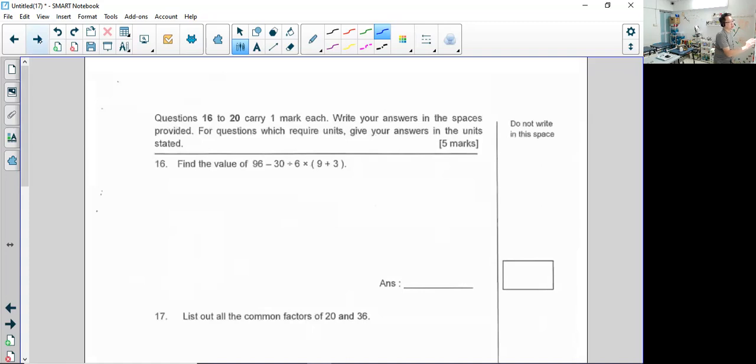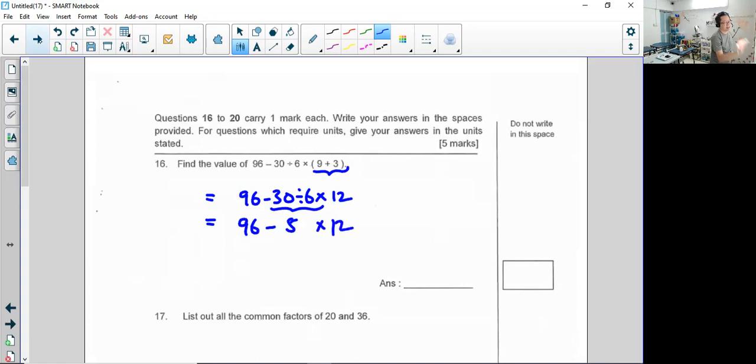Okay, now you have 4 operations. So what do you do? You always do the bracket. The bracket is the most important. So you take 96 minus 30 divide by 6 times 12. All right, so do step by step. And then you have, which one do you do first? You have minus, divide, and times. So you do the divide. So 96 minus 5, and then you times 12. Okay, so every time you do one step at a time, the sentences get shorter and shorter. Right? That is what is supposed to happen, right? Finally, until you get the answer.